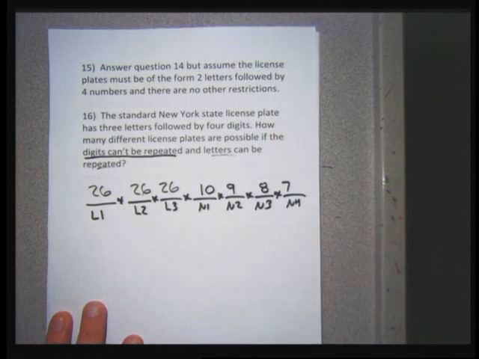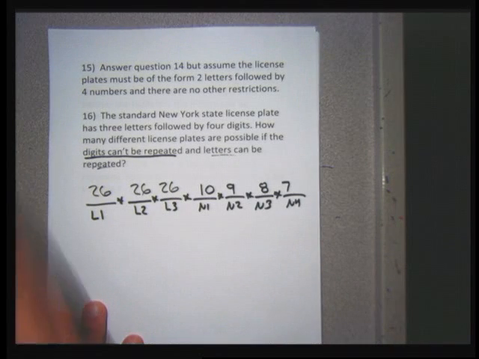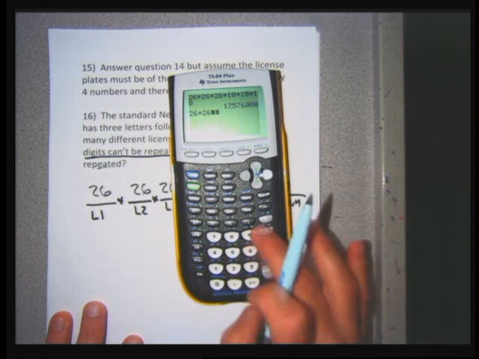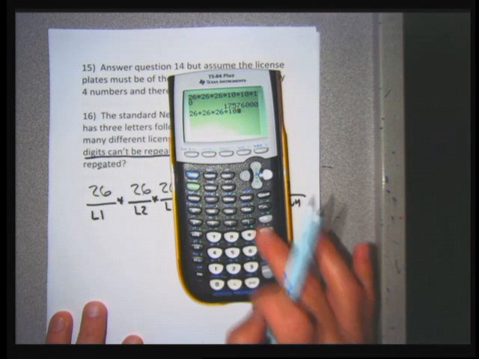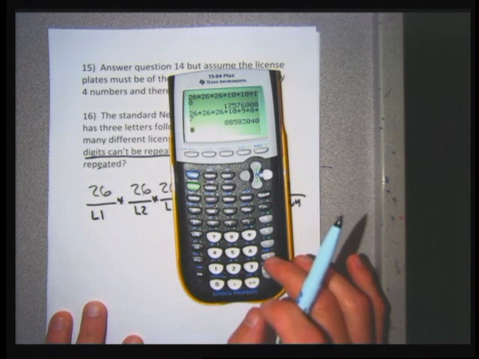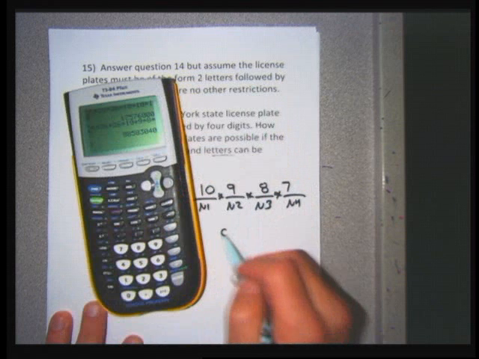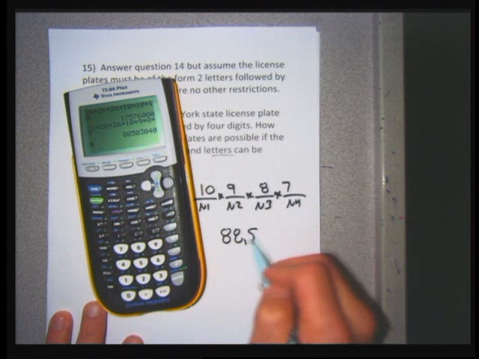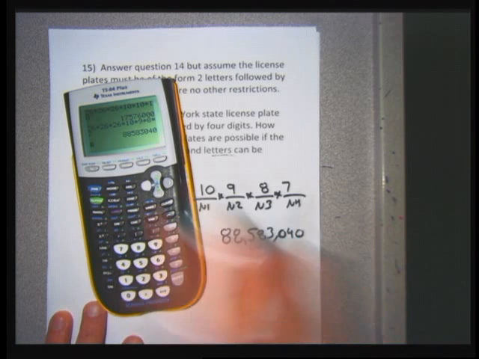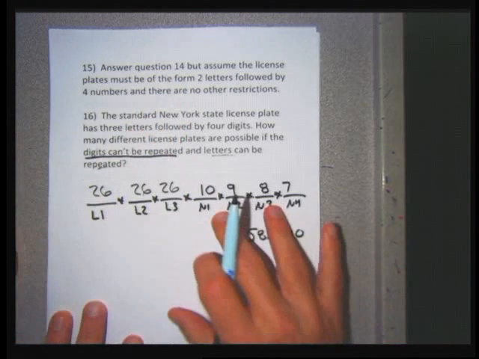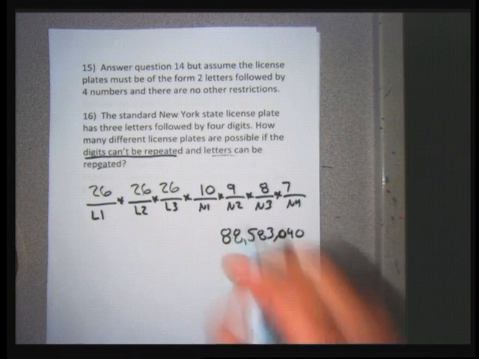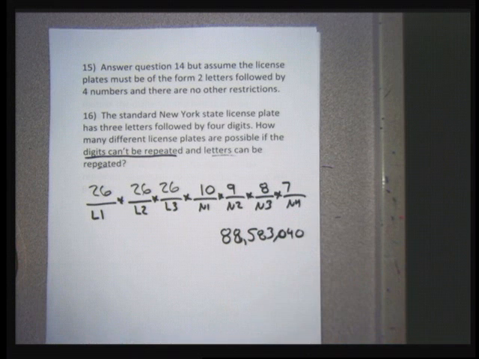So I'm going to multiply those and get some really large number. So 26 times 26 times 26 times 10 times 9 times 8 times 7, and I get 88,583,040, and that's with restrictions. I mean, New York's not going to have the restrictions that you can't have double numbers. I know that, so it's going to give you more, but then we'll throw some out because there's some letter combinations that they won't let you have.